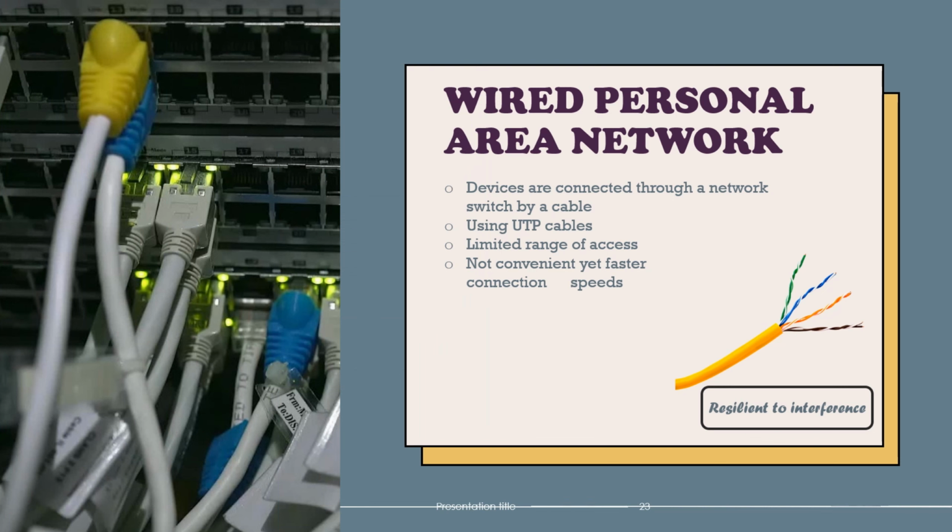Oh, I forgot to add something. Let's go back to personal area network. PAN is divided into two types. The first one is wired personal area network, and the other is wireless personal area network. Wired personal area network are devices that are connected through a network by a cable, mostly by using UTP cables that can be seen on the right corner in the slide. Wired PAN has limited range of access and so is not convenient from many aspects, but it has faster connection speeds.